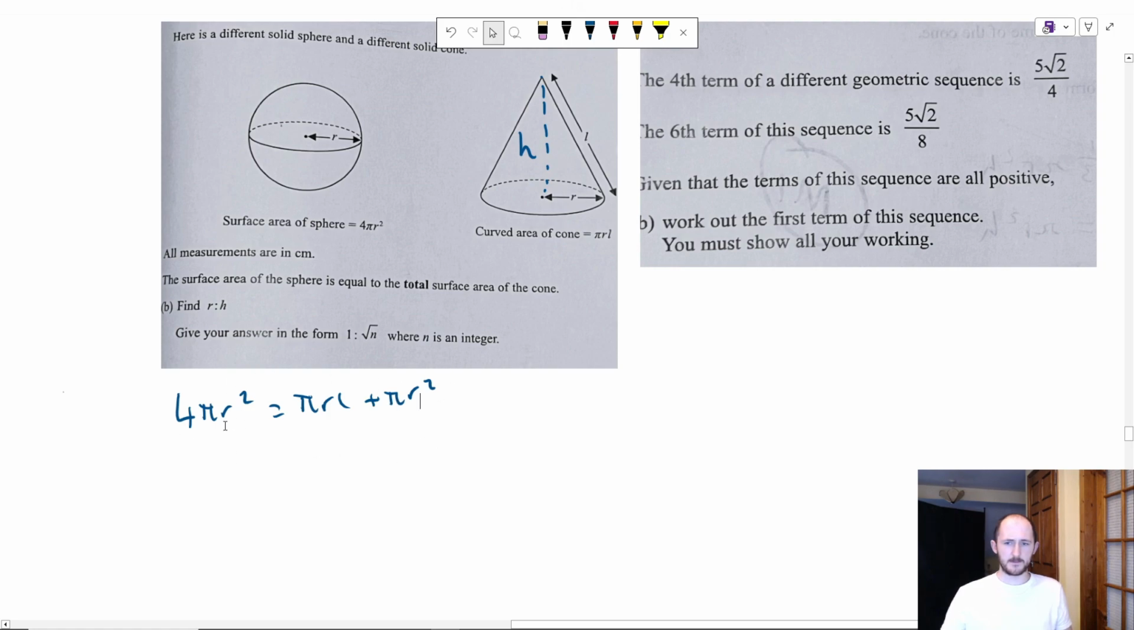Does that make sense? So, straight away, I'm going to cancel out the pi's, because if there is a pi in every single term, you can just get rid of them. I can also get rid of an r in every single term. So I'm left with 4r equals L plus r.